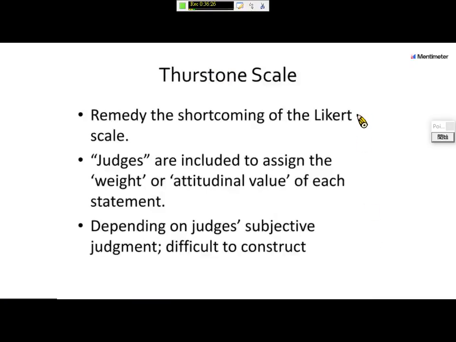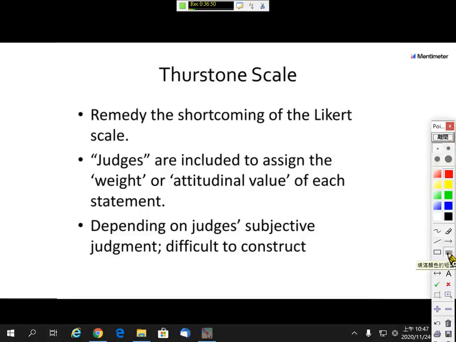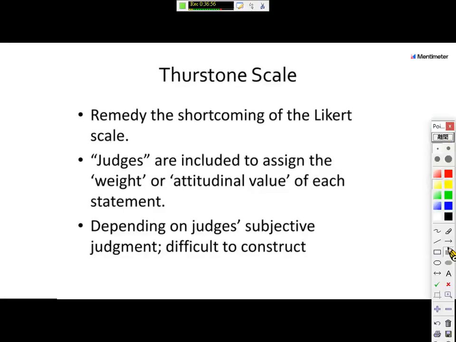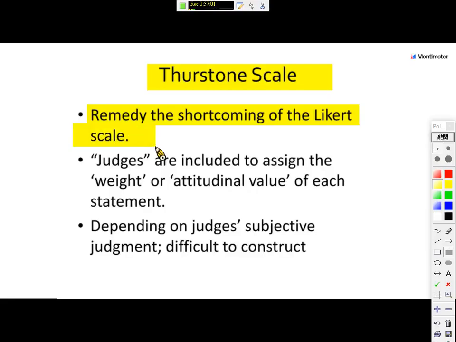So let's look here. Thurstone scale. We still remember that when we create a Likert scale, we assume that each of the items in the Likert scale has equal value, equal importance. Is that right? But in reality, is that true? No, of course not. Right. So this is the shortcoming of the Likert scale. So the development of the Thurstone scale is to remedy the shortcoming of the Likert scale. It seems reasonable. Is that right?